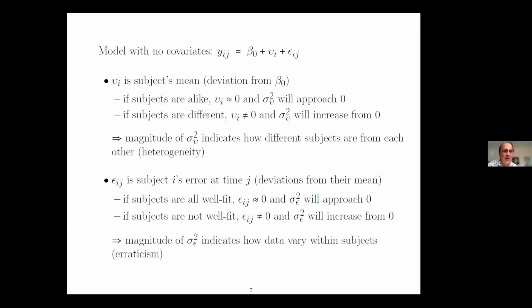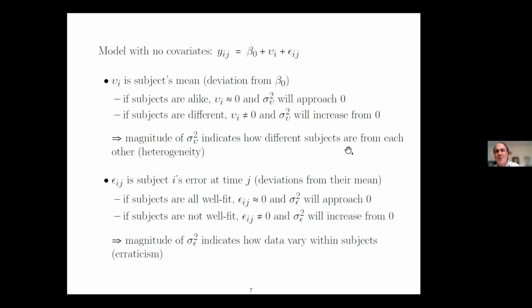Now, let's consider that model if we don't have any covariates, just to make it very explicit here. In this case, the random effect, epsilon i, really represents the subject's mean. Now, clearly, it's a deviation from the intercept beta naught, but it reflects a subject's mean. So this model is saying some subjects might be higher, some subjects might be lower. If subjects are very similar to each other, then these epsilons will be close to zero, and the subject variance will approach zero. In the more typical case, subjects are different from each other, the random effects are different from zero, and the between subject variance increases from zero.